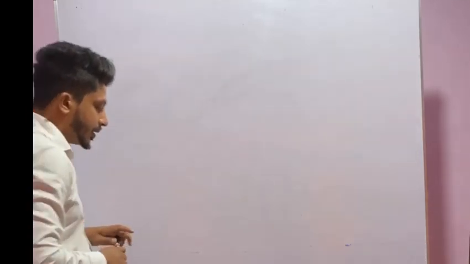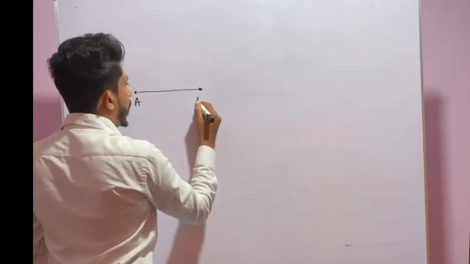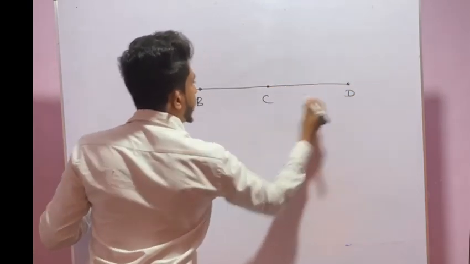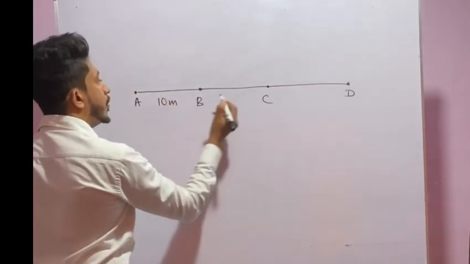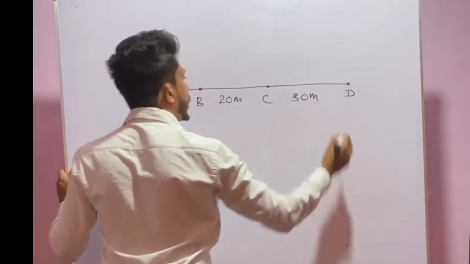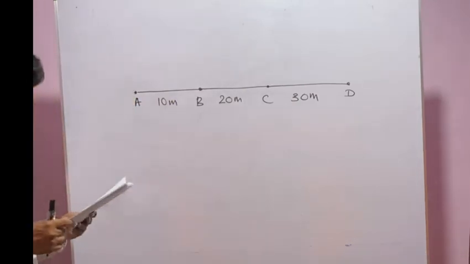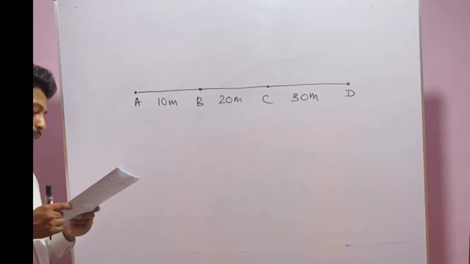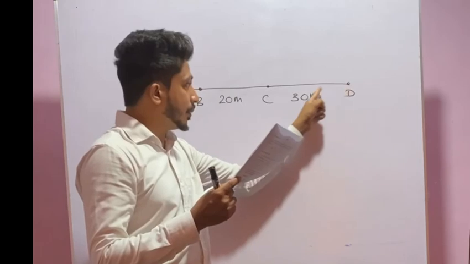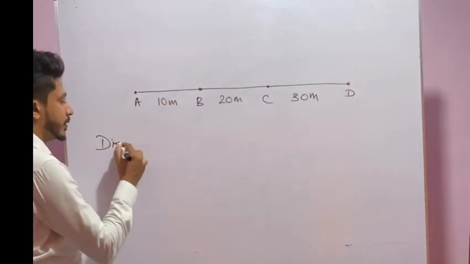Okay, next exercise. Say this is A, this is B, this is C, this is D. It is 10 meters from A to B, 20 meters from B to C, and 30 meters from C to D. What is the exercise? If a person travels from A to D, and again comes to C, what is the distance and displacement?